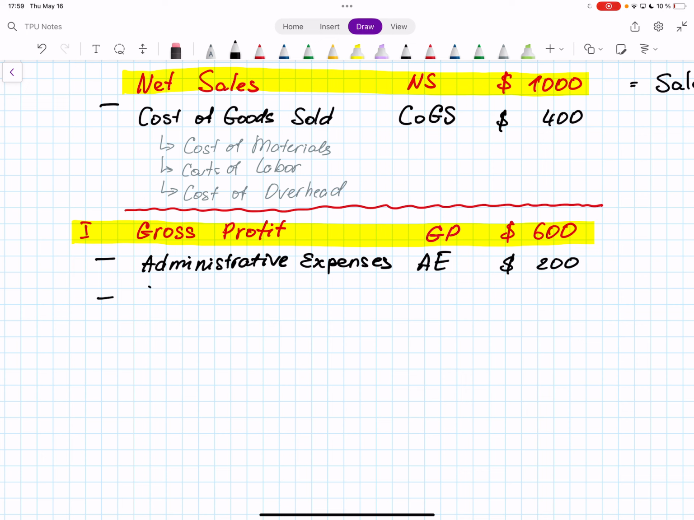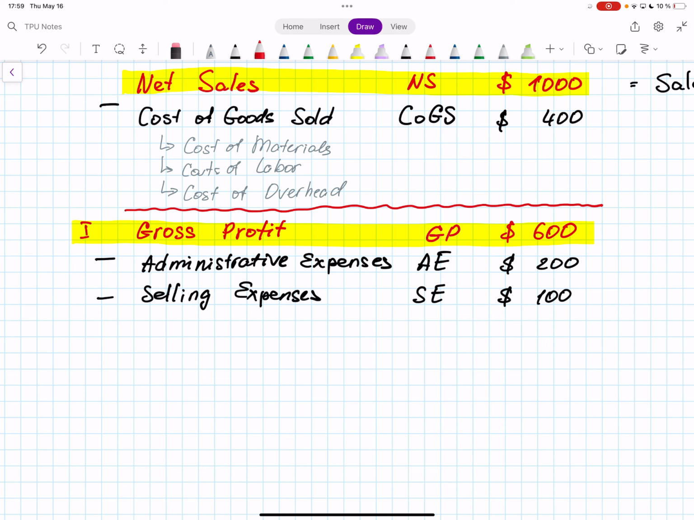And let's say we have what is called selling expenses. Типа доставки и все остальное. По-русски мы называем их коммерческие расходы. Все, что связано с продажей продукции. Это реклама, это там всякие доставки, отправки, всякие командировки, дистрибуция. Selling expenses. Let's say they are 100.